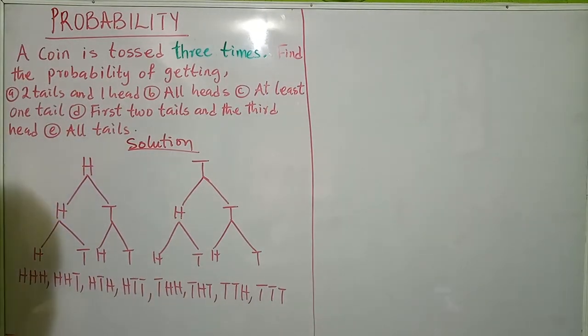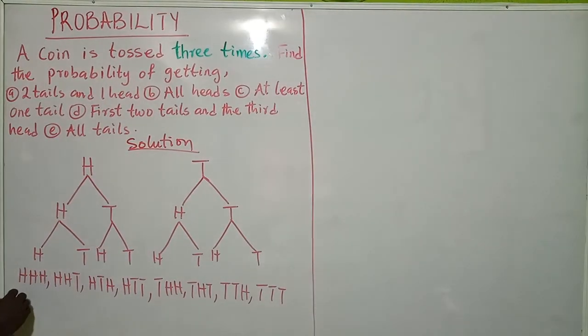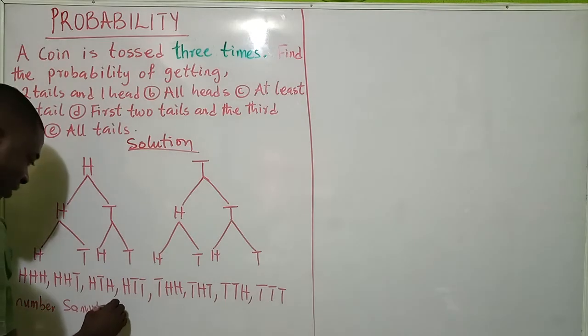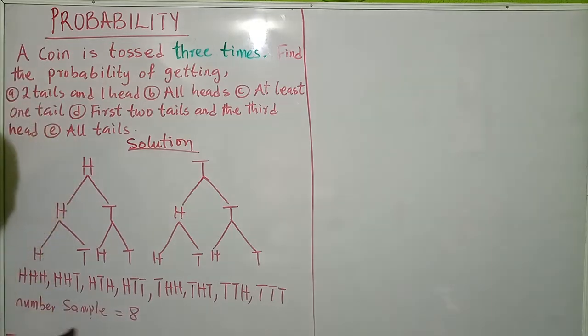So our total outcome, or number of sample space, is 8. Total outcome, I can say number of samples. We'll be using that word, number of sample space. Remember this one: number of sample space is the same thing as total outcome, which is 8.